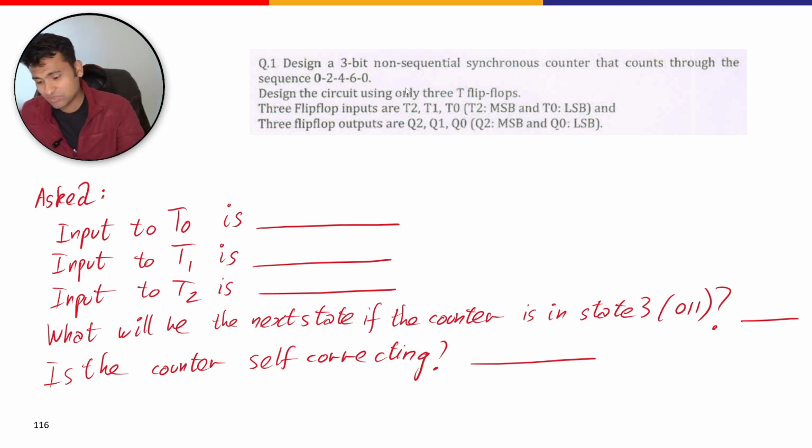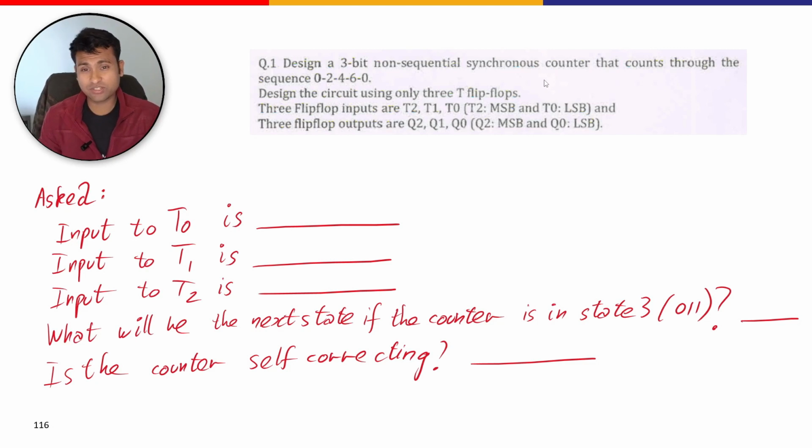What it is telling us is to design a 3-bit non-sequential synchronous circuit using three T flip-flops. The three flip-flop inputs are T2, T1, T0, where T2 is the MSB and T0 is the LSB, and the three flip-flop outputs are Q2, Q1, and Q0, with Q2 as MSB and Q0 as LSB, right? What is asked is the input to T0, input to T1, input to T2, which would be fairly evident from the state table if we draw it, and what would be the next state if the counter is in state 3, and is the counter self-correcting.